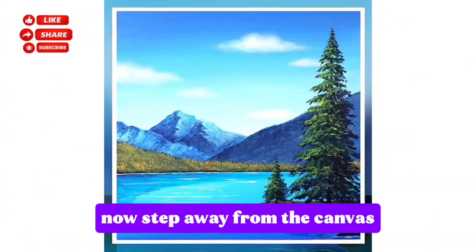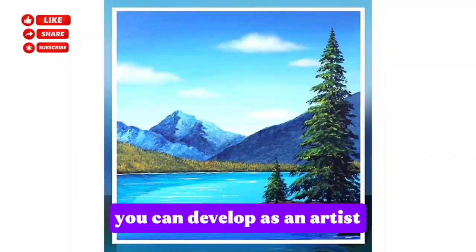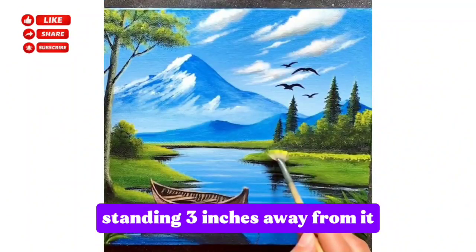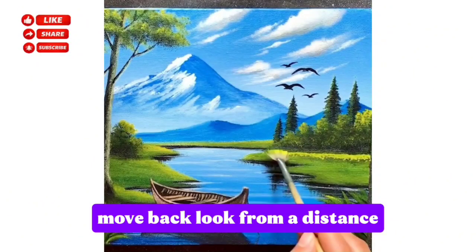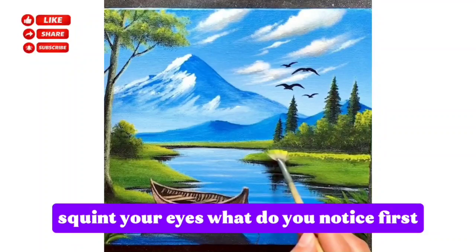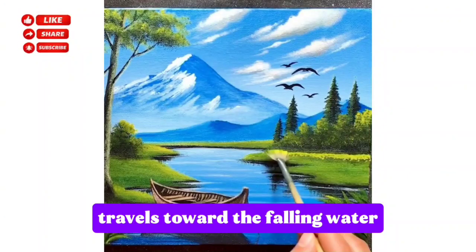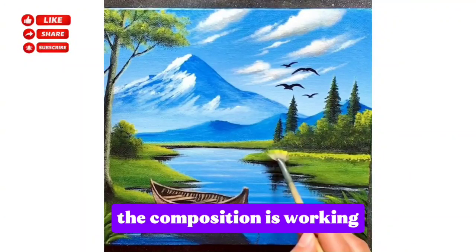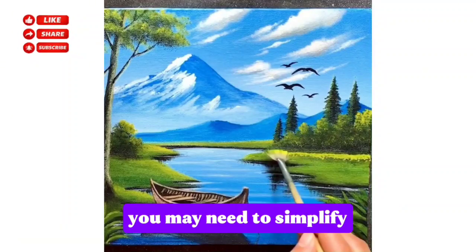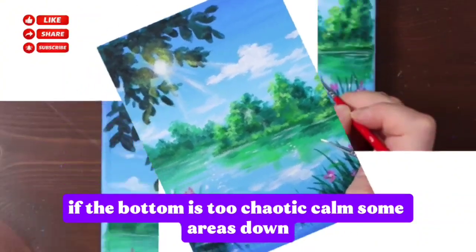Now step away from the canvas. This is one of the most important habits you can develop as an artist. Do not spend the entire painting standing 3 inches away from it. Move back. Look from a distance. Squint your eyes. What do you notice first? If your eye immediately travels toward the falling water, the composition is working. If everything seems equally strong, you may need to simplify. If the bottom is too chaotic, calm some areas down.